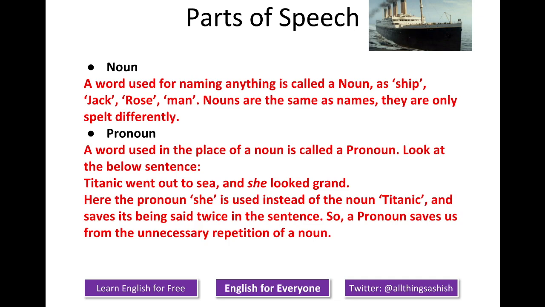And what she really does, it helps to save us from the unnecessary repetition of the noun Titanic here.